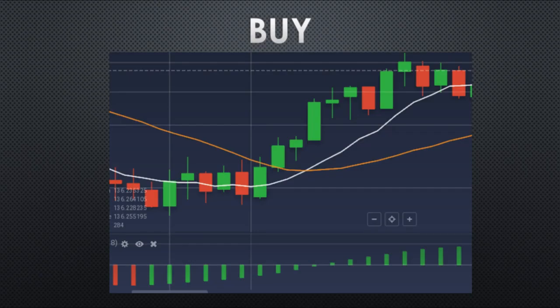Buy. To buy, a green bar must appear above the middle line of the Awesome oscillator. The bigger the bar, the better. In addition, the white moving average must cross the orange moving average from bottom to top.